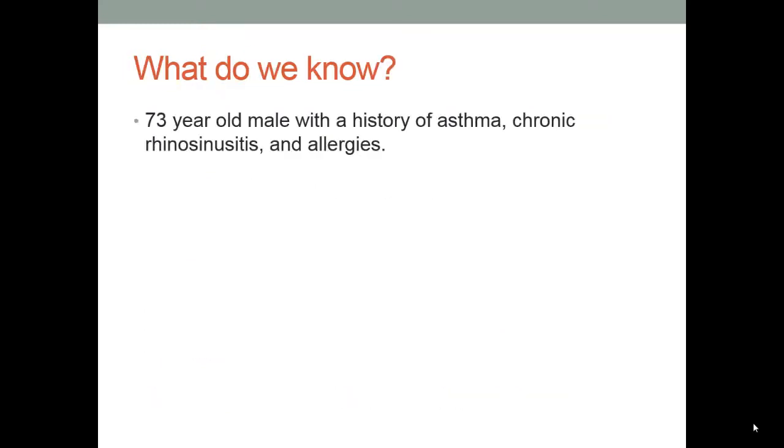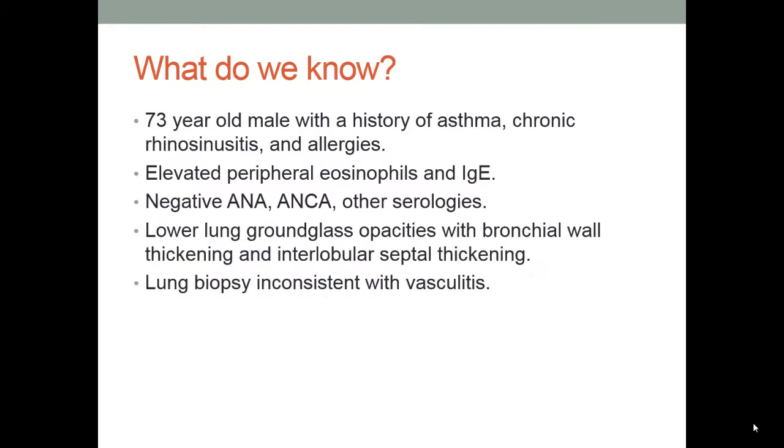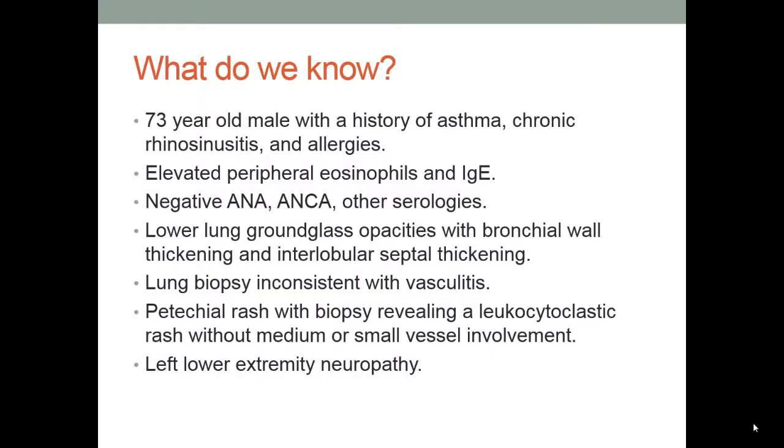So what do we know? We have a 73-year-old male at this time with a history of asthma, chronic rhinosinusitis, allergies. He has elevated eosinophils, IgE, negative ANCA, ANA, other serologies. He has lower lung ground glass opacities with bronchial wall thickening, septal thickening. Lung biopsy is inconsistent with vasculitis. He has a leukocytoclastic vasculitis and a neuropathy. Any ideas or thoughts?